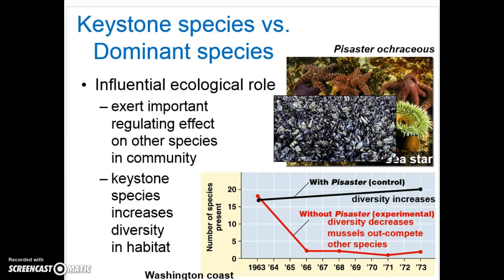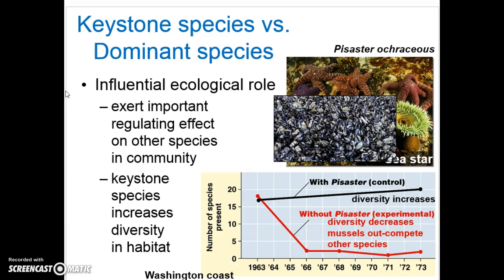Now the other portion of community structure is the relative dominance of different species within the community. There are two types of dominant species. Well, let me use that term very clearly. When we talk about a dominant species, we're talking about the one that is most abundant or the one that has the highest biomass in the community, which may be different from the keystone species. But both of these species are very influential. They exert a regulating effect on the other species in the community.